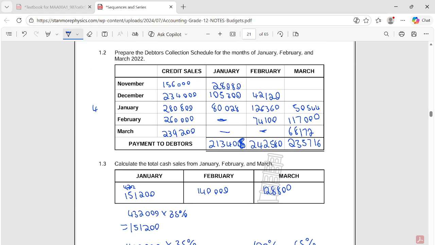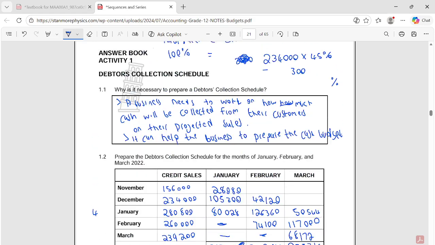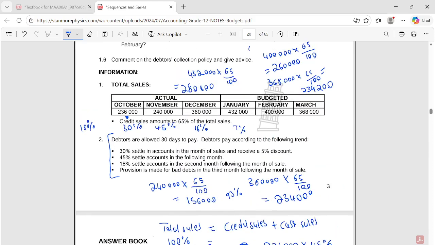We're gonna focus on our sales. Where is our sales? Let me see. We have our sales, which is okay. So let me calculate this first. So I'm gonna say 432 multiply by 25%.